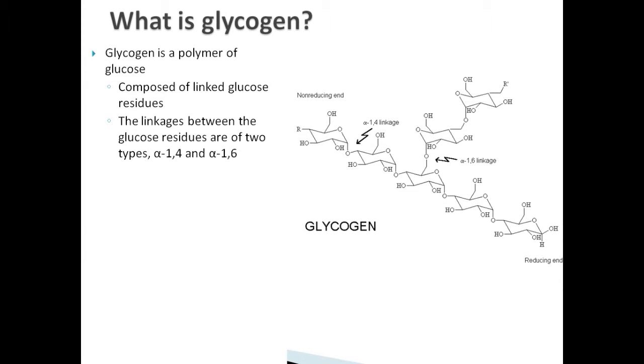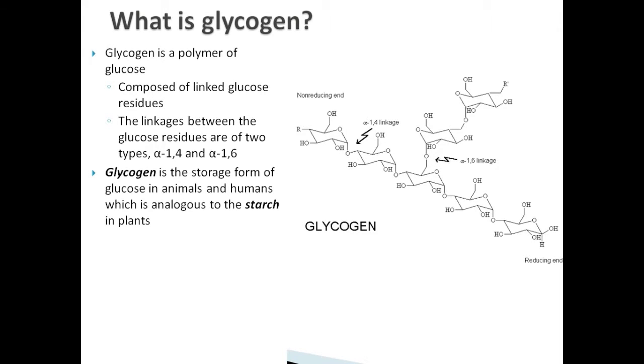So glycogen is basically composed of linked glucose residues, and the linkages between the glucose residues are in one of two types. Either the alpha-1,4 type linkages, where the carbon 1 of a glucose is linked to the carbon 4 of the glucose adjacent to it. So we call that an alpha-1,4 linkage, or it can be at the branch points an alpha-1,6 linkage, so a carbon 1 being linked to a carbon 6.